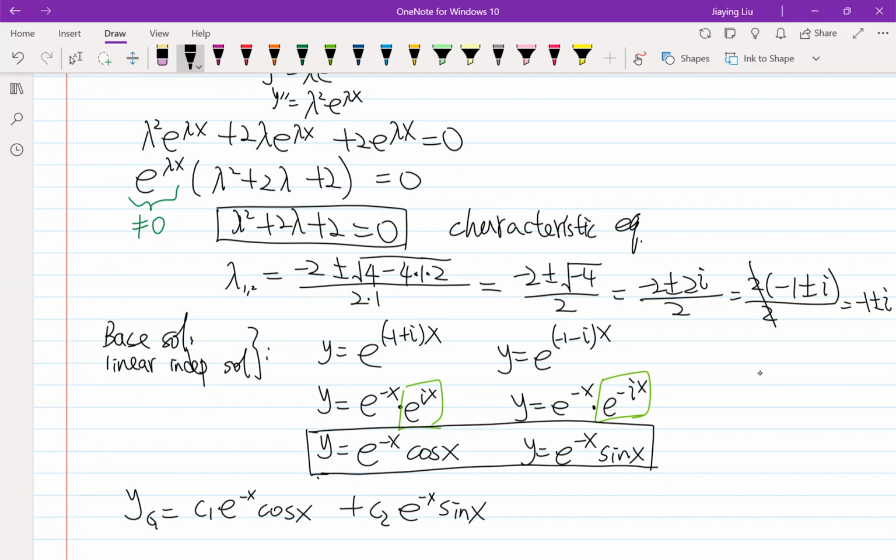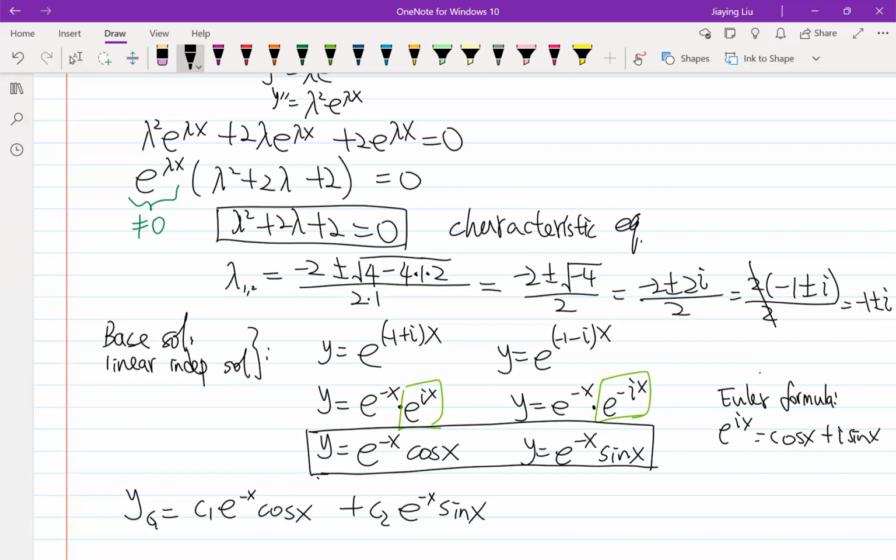If you are curious how we come up with cosine and sine, you can use the Euler formula. e to the ix equals cosine x plus i sine x. And then at some point, we just have to redefine the coefficients, and that will give us the two base solutions here.